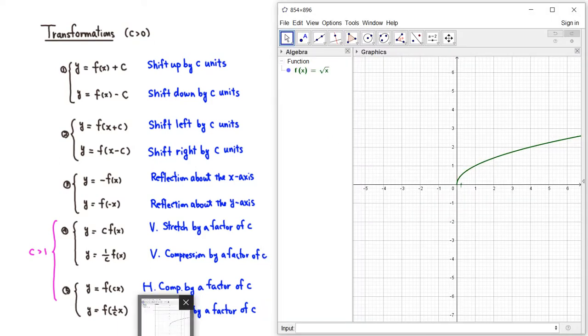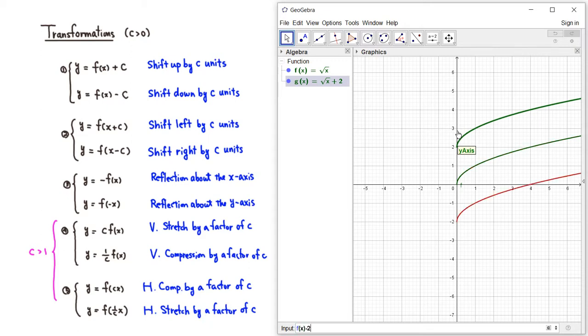Let's visualize this. I have a graph of the square root of x. Let's add a number, say 2, so f of x plus 2. The graph is going to look like that. You can see that it's shifted up by 2 units. If you subtract, say, 2, you can see that it moves down by 2 units. These are very straightforward.